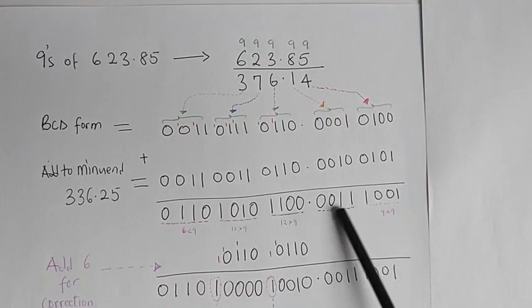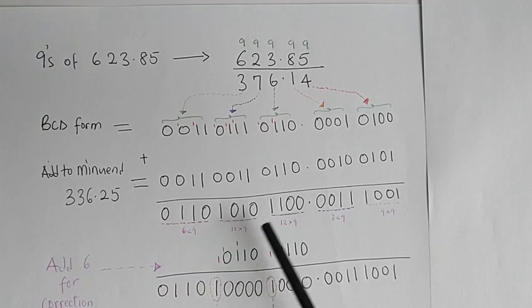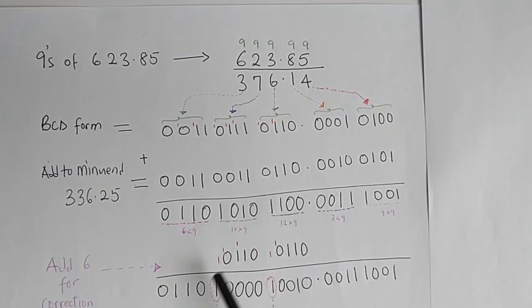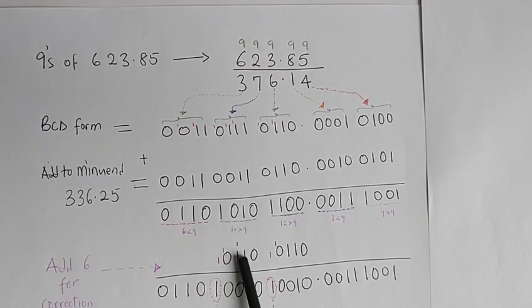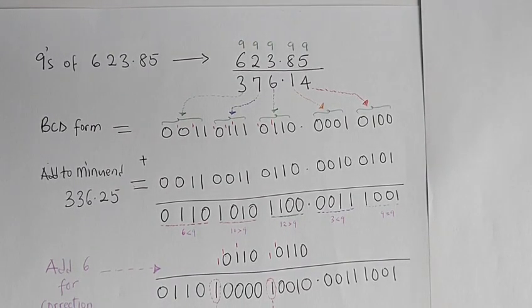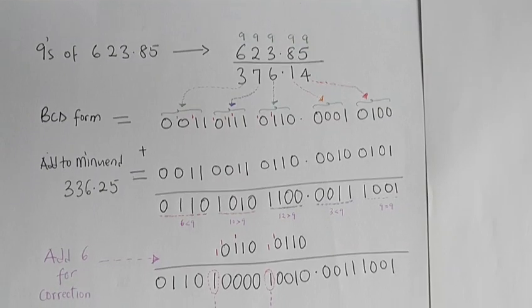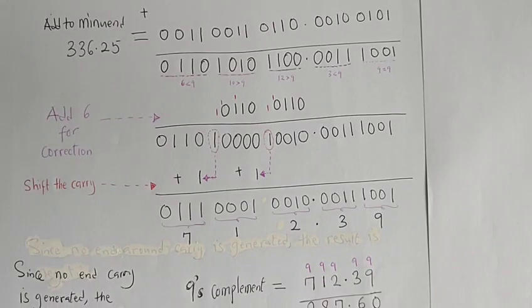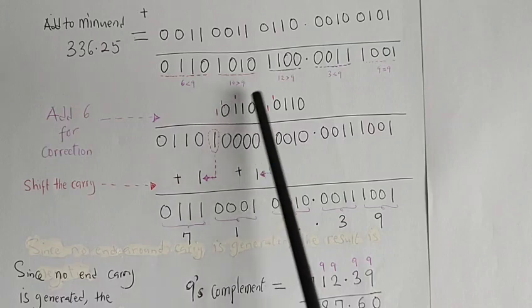Alright, so the ones that are greater than 9, we need to correct them because they are invalid BCD. So we need to correct them by adding 6 to them. This is greater than 9, we have to add 6 to it. This is greater than 9, we have to add 6 to it. So we add 6 for the correction. So at this point, we have 6.